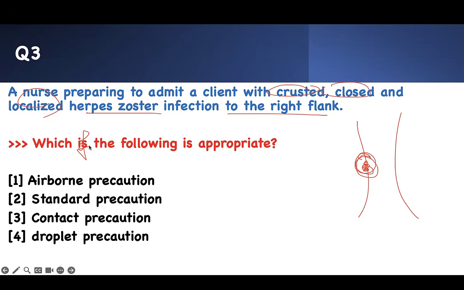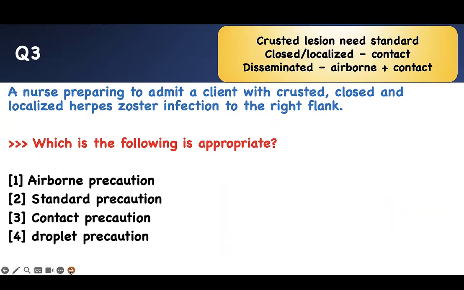Airborne and contact. But there is certain information in the question: crusted, closed, and localized information of the lesion. There's no way I'm going to think about airborne. Same thing, there's no way I'm going to think about contact if the lesion is crusted and closed and localized. It's already gone through all the stages. Of course, you know it's not droplet. And therefore, this is a standard precaution. These are some of the ways you approach the question, and this is the concept associated with it that you can answer these questions. It is a standard precaution.